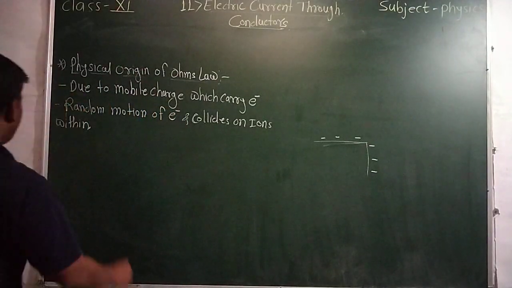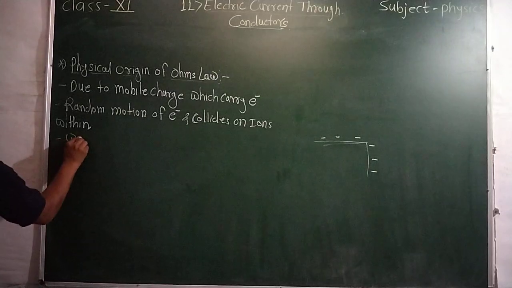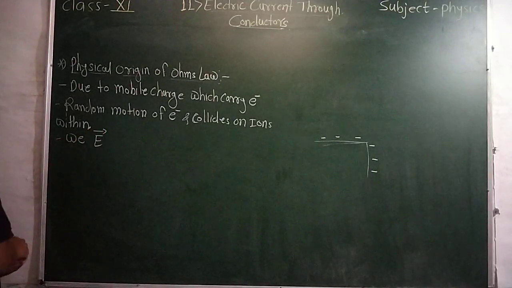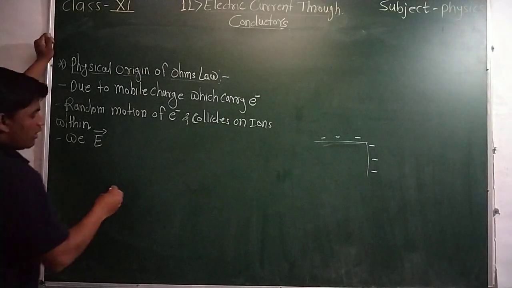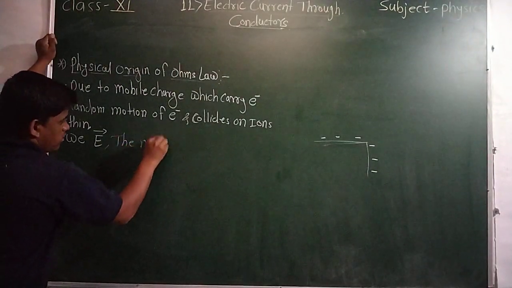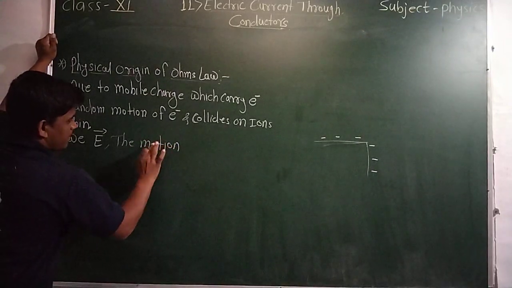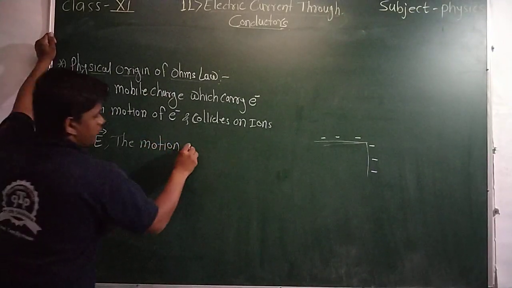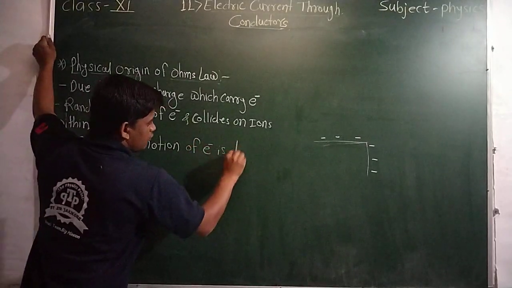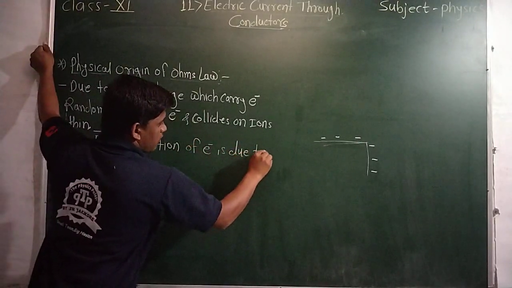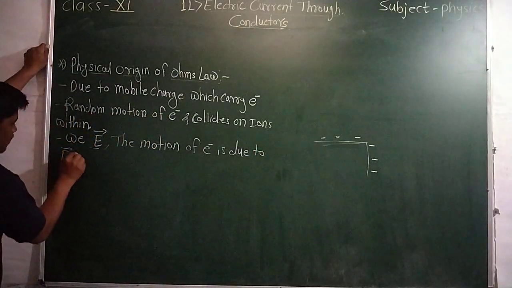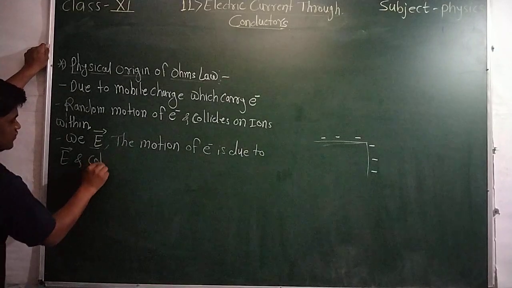When we apply some electric field, that is E, the motion of the electron is due to this electric field and collisions.